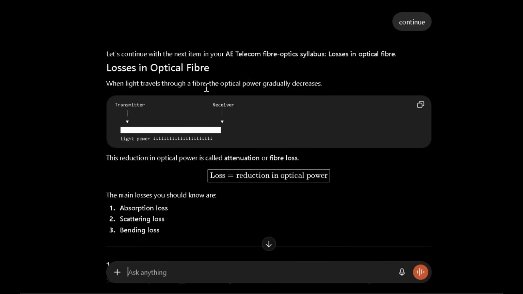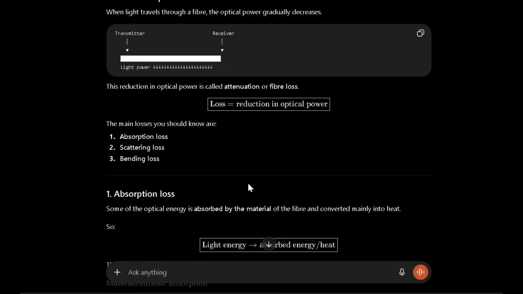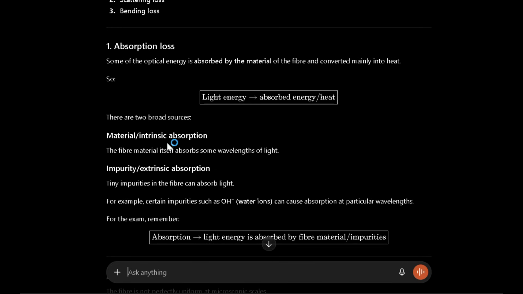When light travels through a fiber, the optical power gradually decreases. That means the light energy per time gradually decreases. This reduction in optical power is called attenuation, or fiber loss. Loss equals reduction in optical power. The main losses you should know are absorption loss, scattering loss, and bending loss.